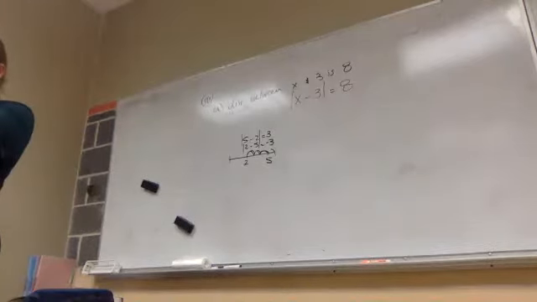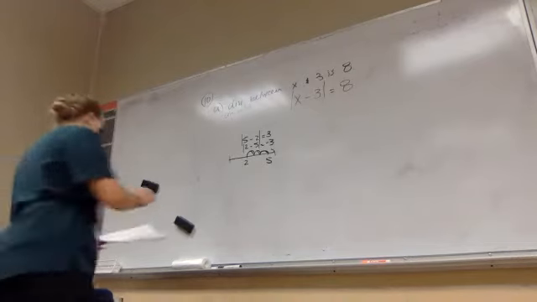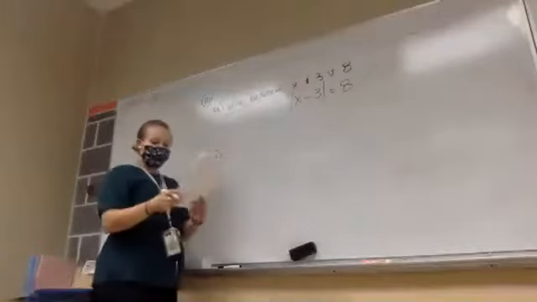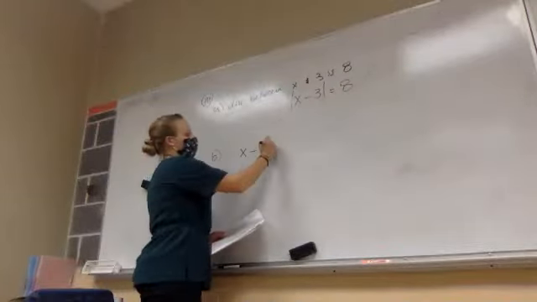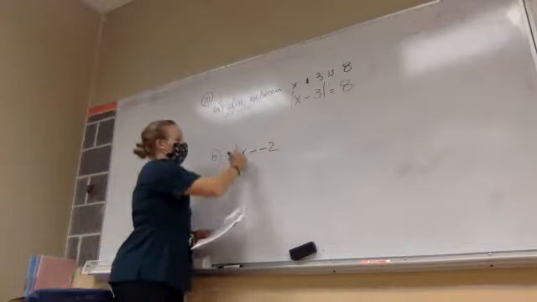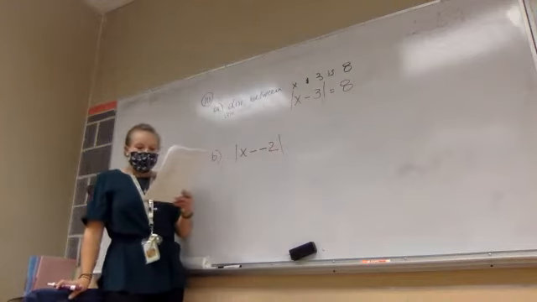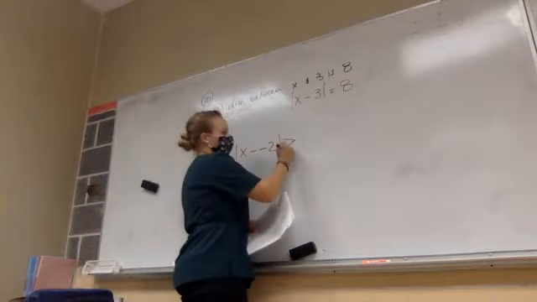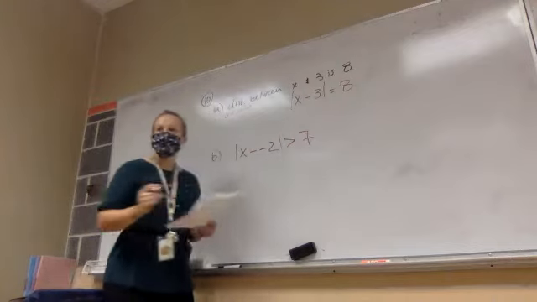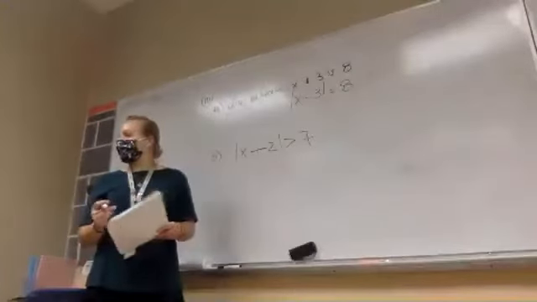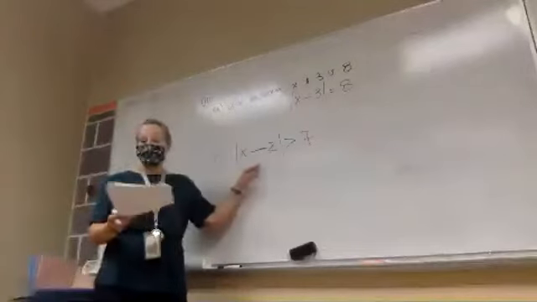So the next one says the distance between X and negative 2 is more than 7. X and negative 2, we would do X minus negative 2. It says distance, so we're going to do absolute value. And then it says is more than 7. This is greater than 7. You can even simplify this to just be one big plus sign instead of 2 ugly minus signs. That works. That's it. That's all we're doing.